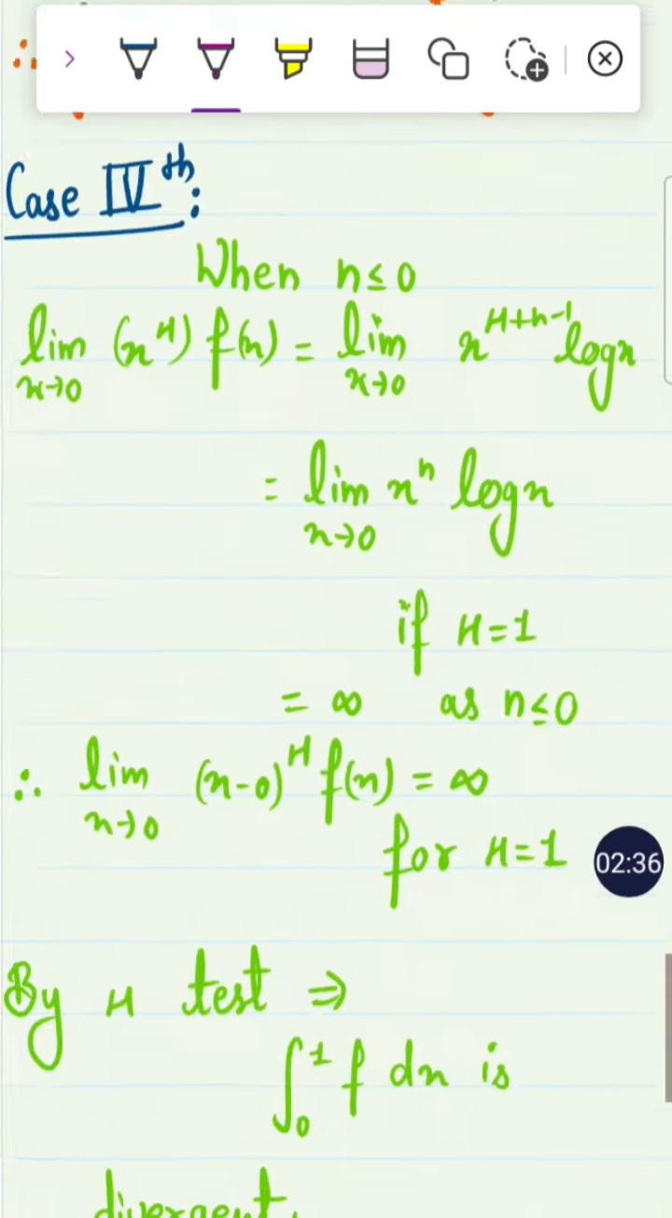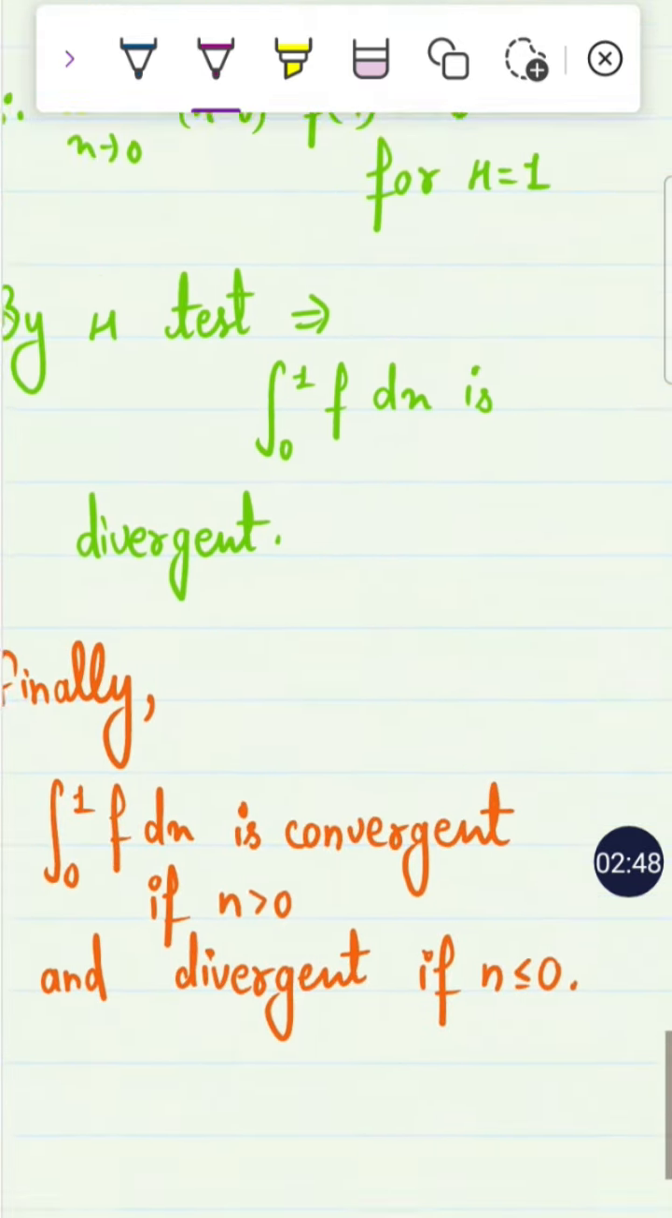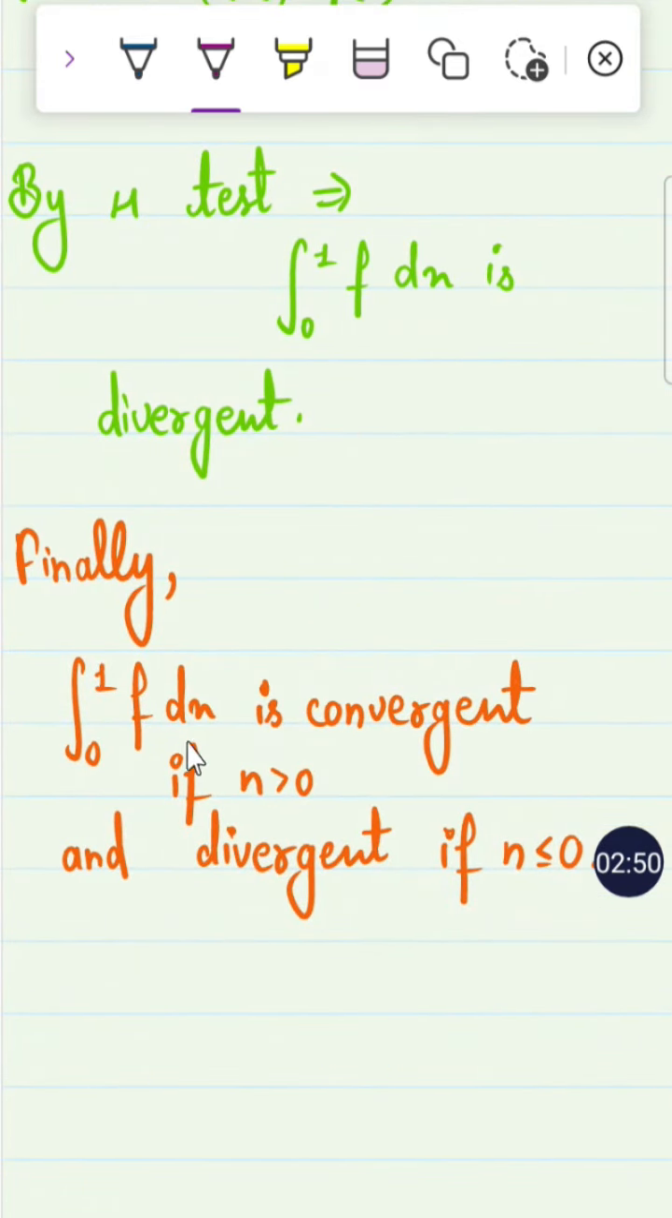Now taking case four. Case four is n less than or equal to 0. So the mu test with mu equal to 1 implies that x to the power n log x goes to infinity. So by the mu test, it is divergent. Finally, we have the conclusion that the integral is convergent if n is greater than 0, and if n is less than or equal to 0, then it is divergent.